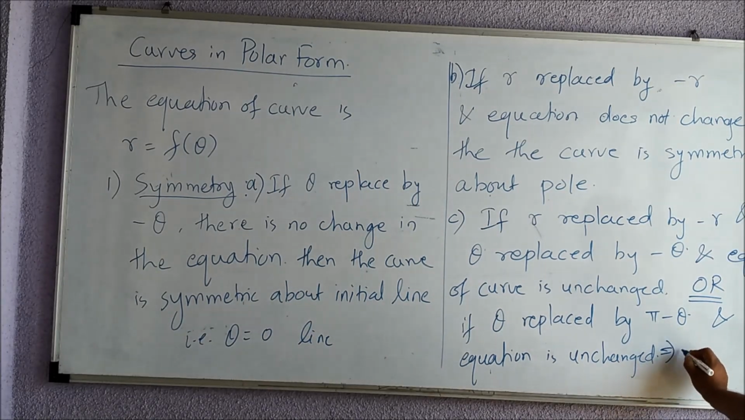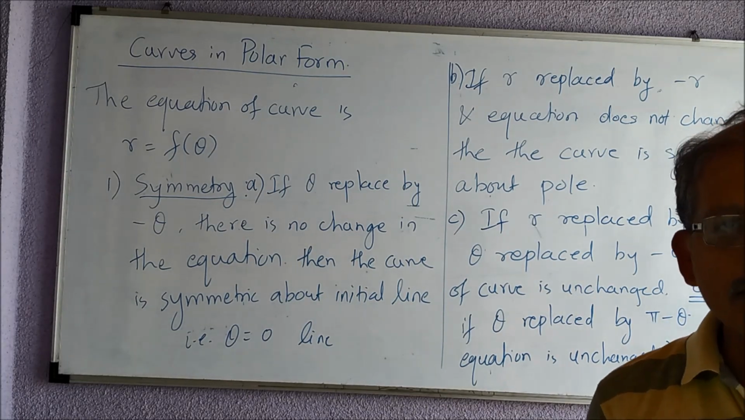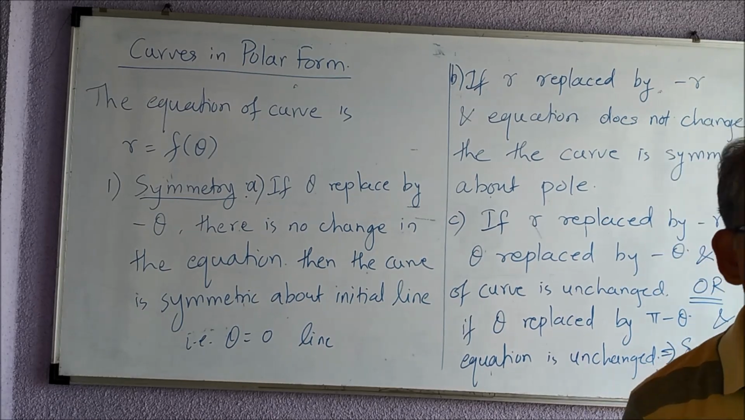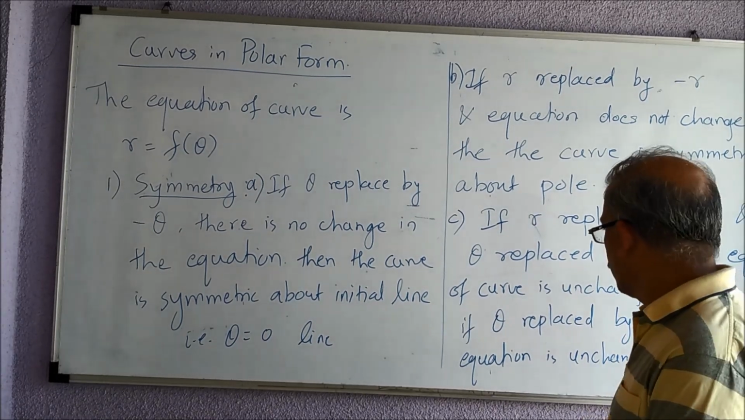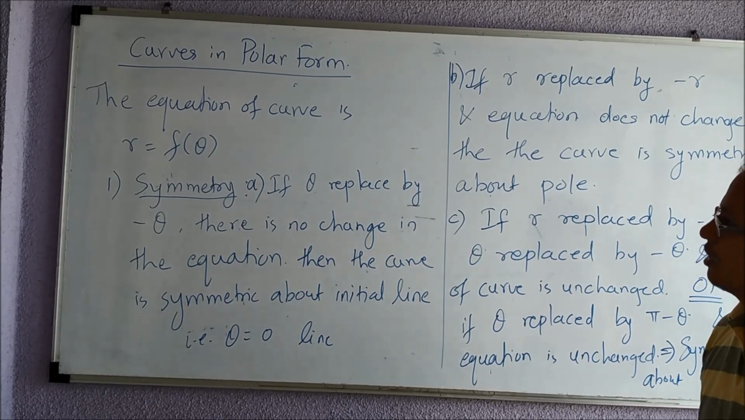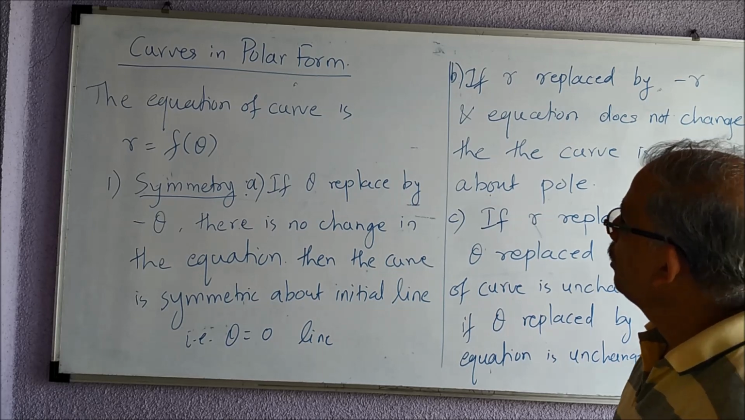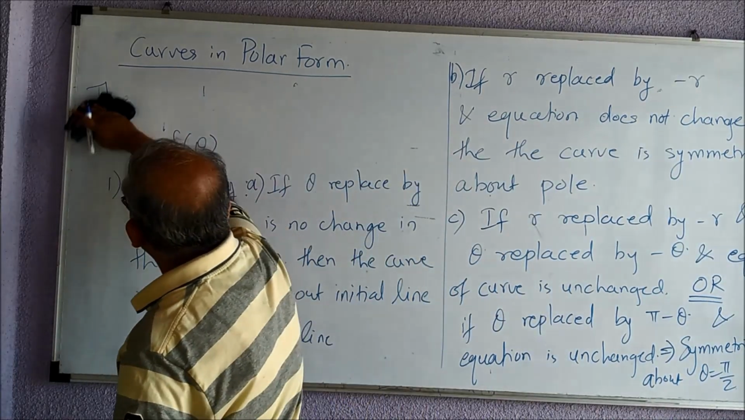This implies symmetric about the theta equal to pi by 2 line. Theta equal to pi by 2 line is the same as the y-axis in Cartesian form, right? So these are the rules about symmetry of a curve in polar form. Okay, let us see the next part.